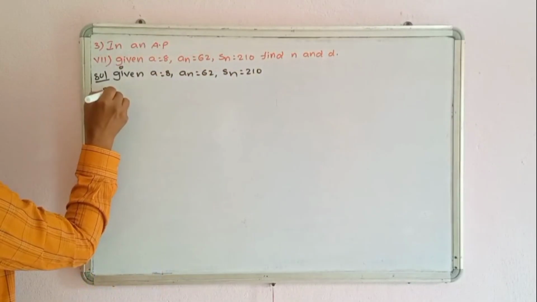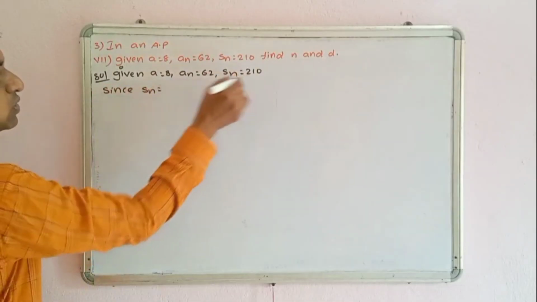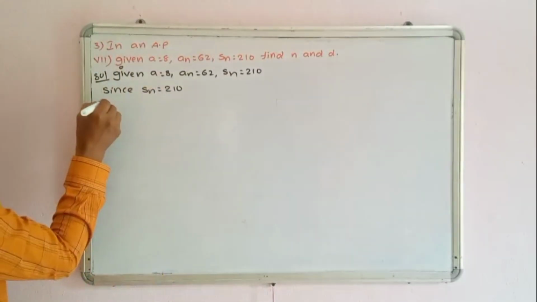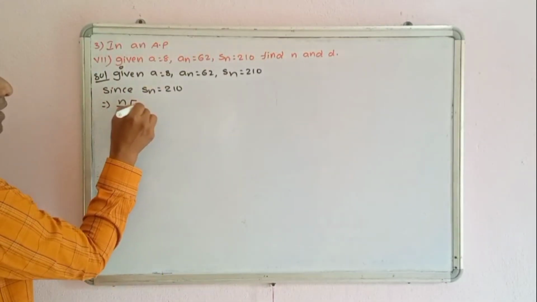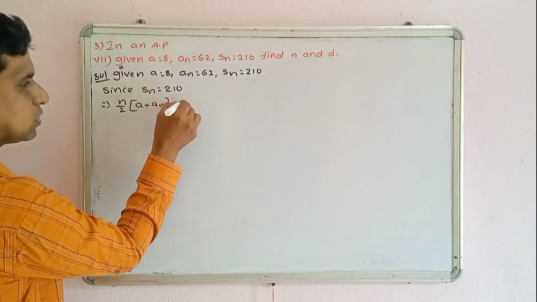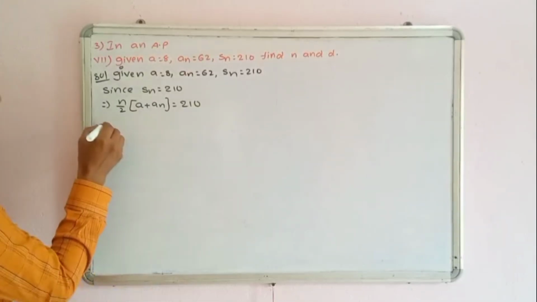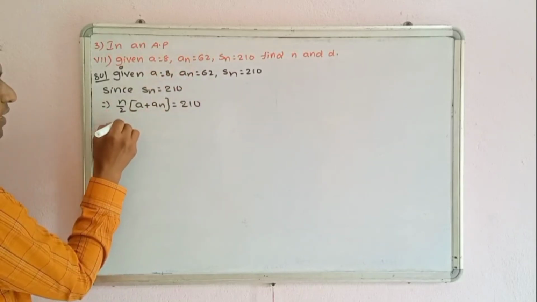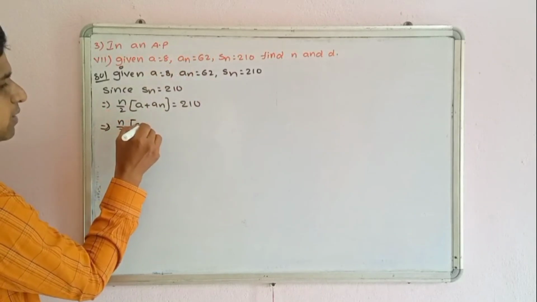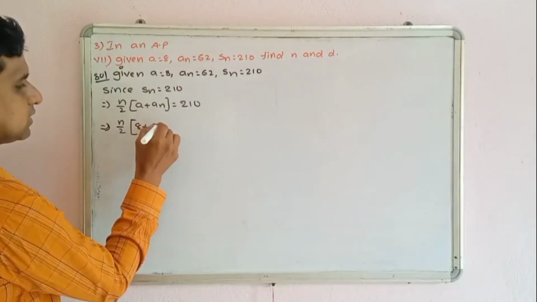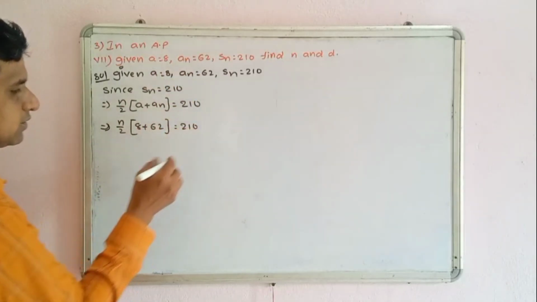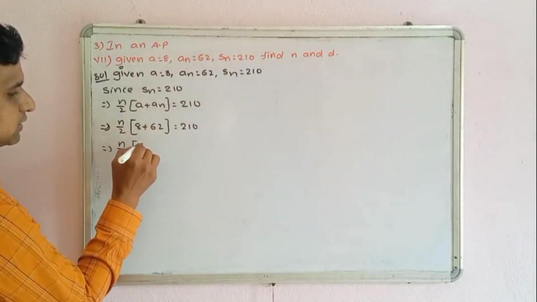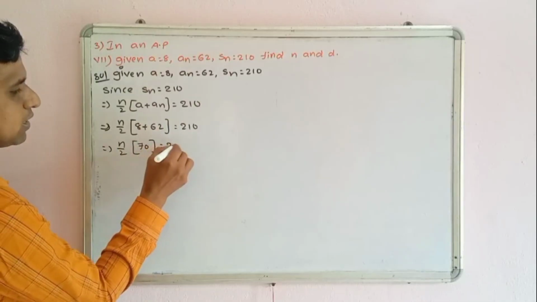Okay. Since Sn equals to how much? 210. What is the Sn formula? n by 2 into a plus an equals to 210. So first find the value of n. Here a is 8, an is 62. So n by 2 into 8 plus 62 is 70 equals to 210.